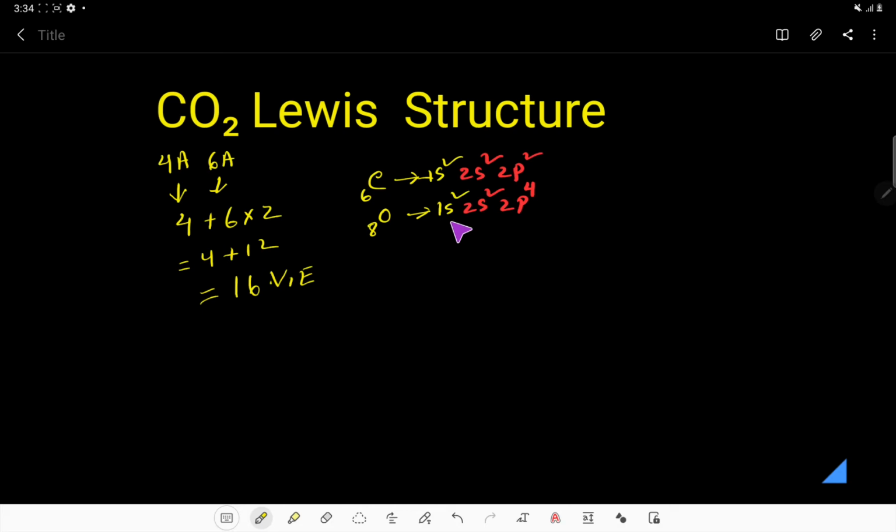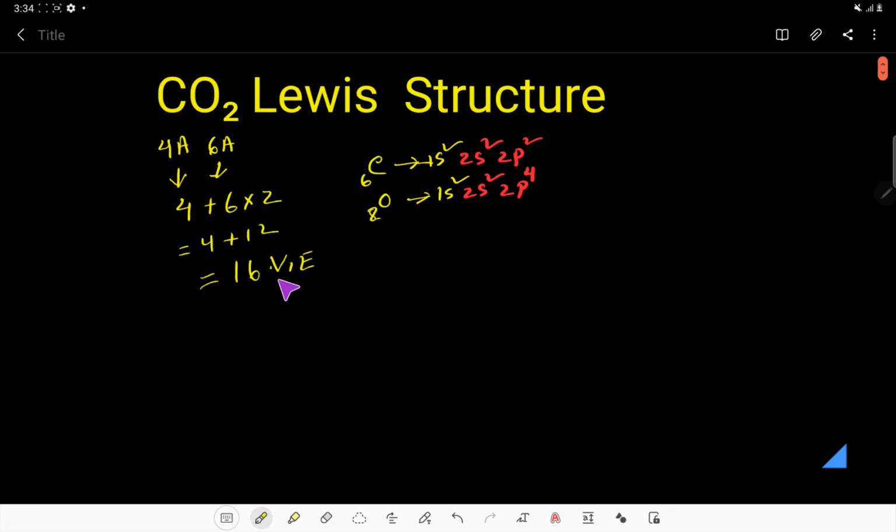To determine the valence electrons from the electronic configuration, at first you have to select the valency shell. Valency shell is the outermost shell. For carbon here it is the second shell, and for oxygen also the second shell. And the number of electrons present in the valency shell are called valence electrons. So carbon has 4 valence electrons and oxygen has 6 valence electrons.